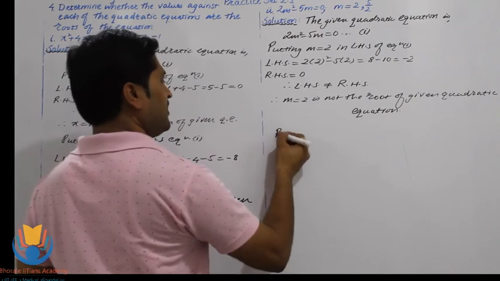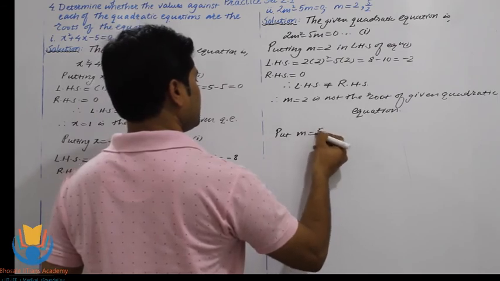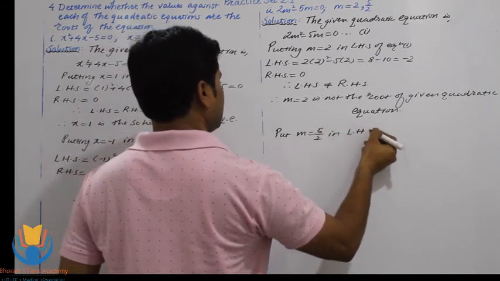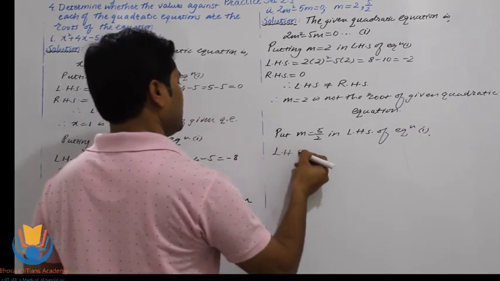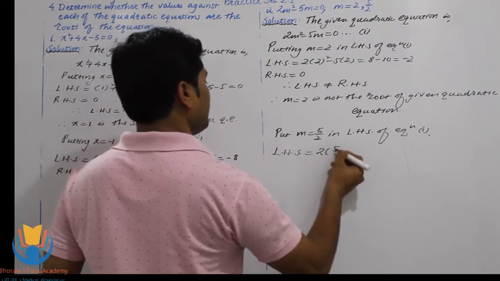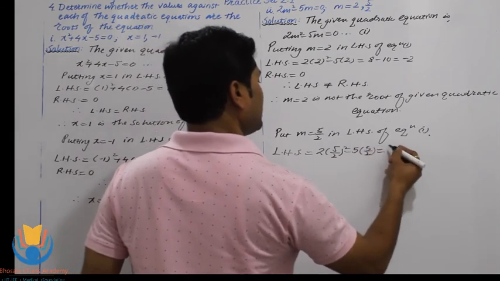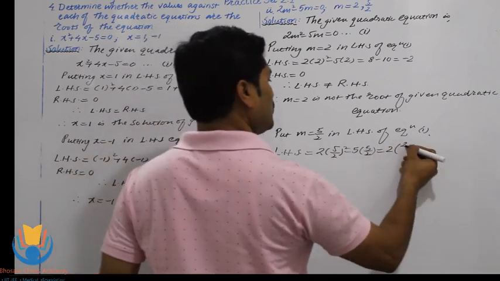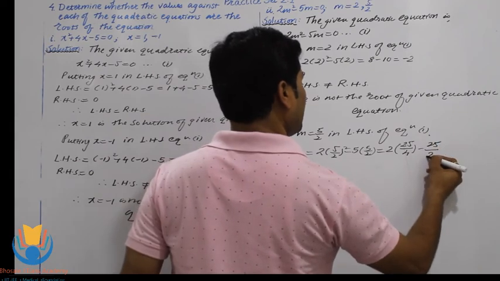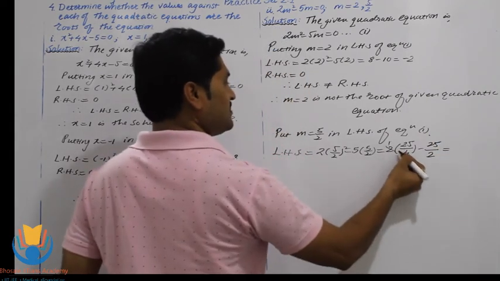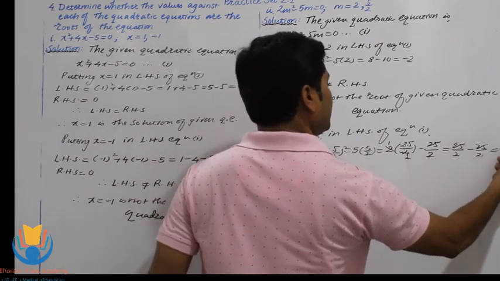And lastly we will put the value of m to be 5 by 2. Again we will repeat all the steps. And that LHS becomes 2 into 5 by 2 whole square minus 5 into 5 by 2, which is equal to 2 as it is. 5 by 2 whole square is 25 upon 4, and 5 fives are 25 upon 2. So the same can be written as 2 ones, and this is 2 twos. So this is 25 by 2 minus 25 by 2, that is 0.